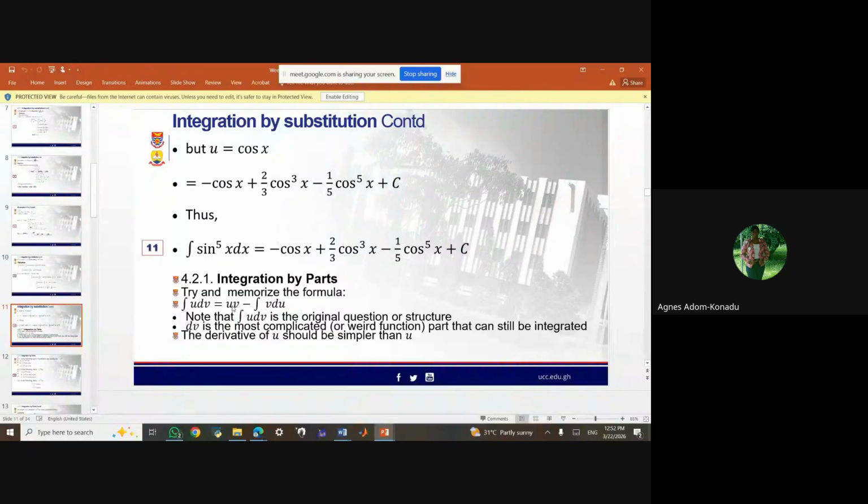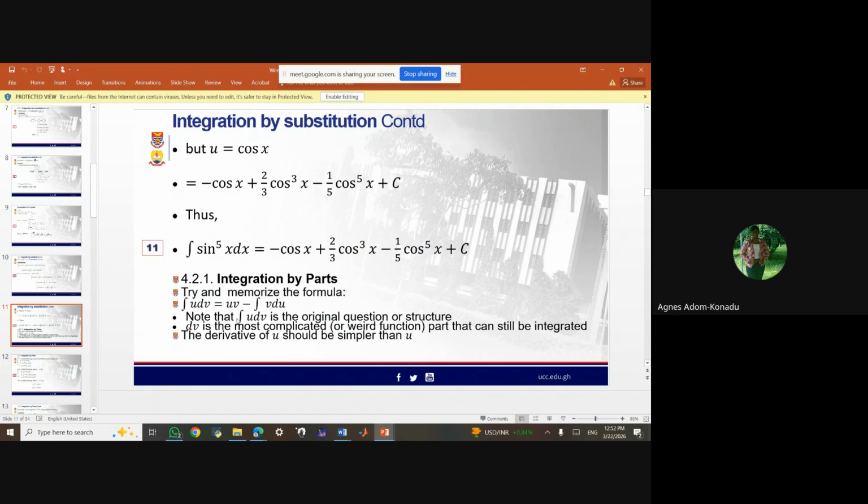Okay, so integration by parts, this is the method, the formula that we use. Try and memorize the formula. The function will be given as the integral of u dv. So you have something like u and then dv. The formula is uv minus the integral of v du.